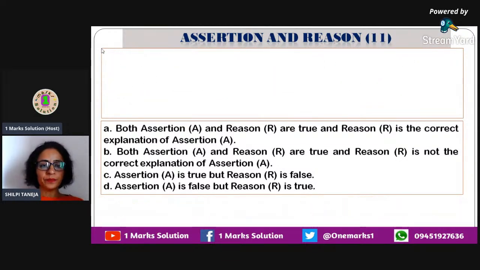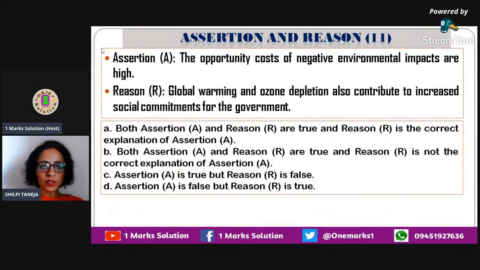Next question. Assertion says the opportunity cost. I hope you understand the meaning. Opportunity cost is the cost of the next best alternative. So here, when we are talking about the environment, while we are using the resources of the environment, opportunity cost means that where we are using those resources, that should be having a positive impact on the environment, right?